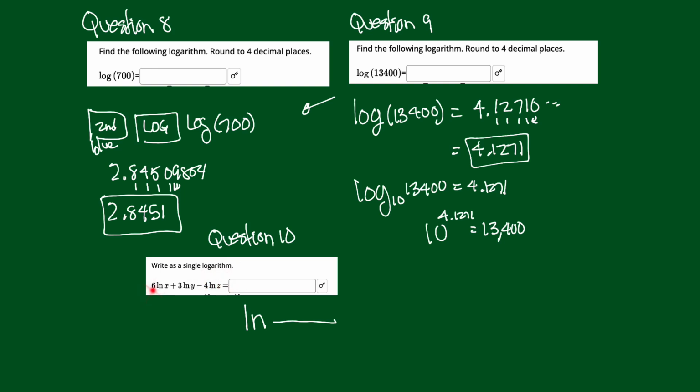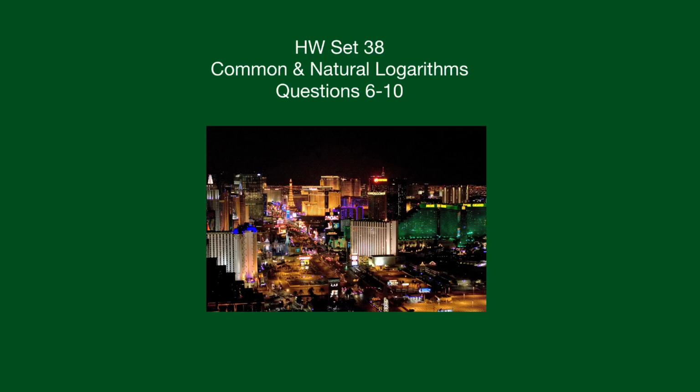Whatever comes after it goes on the bottom. Now, I also have multipliers, and multipliers become exponents. So this is going to be x to the 6th times, right? Additions become multiplications going backwards. So it's going to be x to the 6th, and then the y to the 3, that multiplier becomes the exponent. And then the 4 is going to become the exponent. And this is going in the bottom, all over z to the 4th. And that is the end of homework set 38.